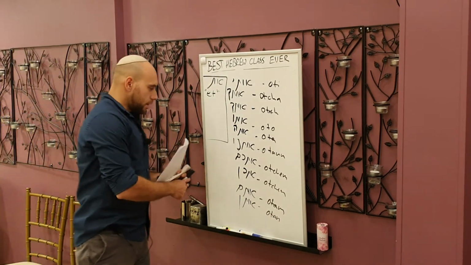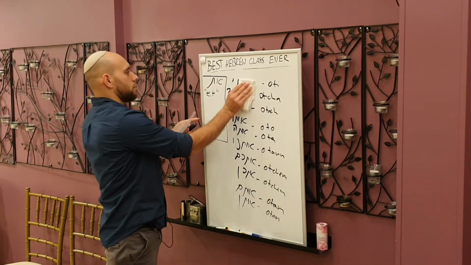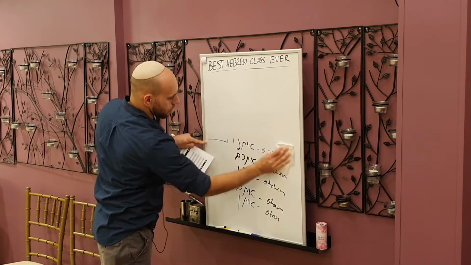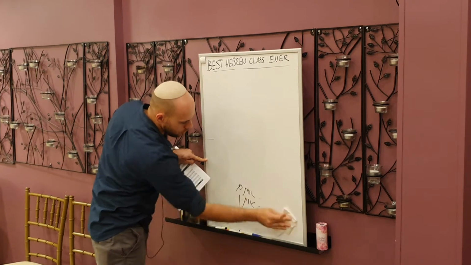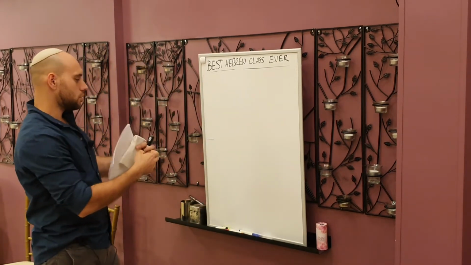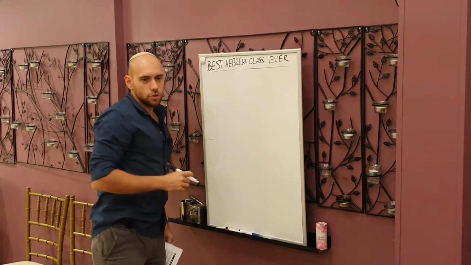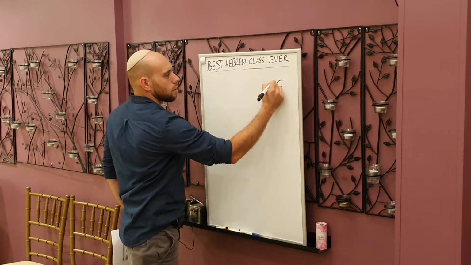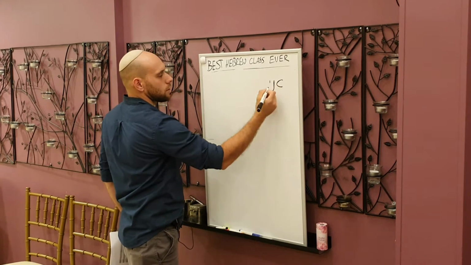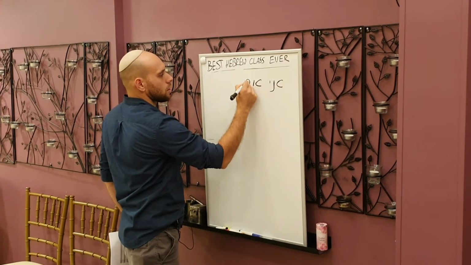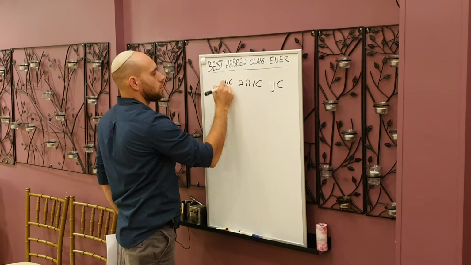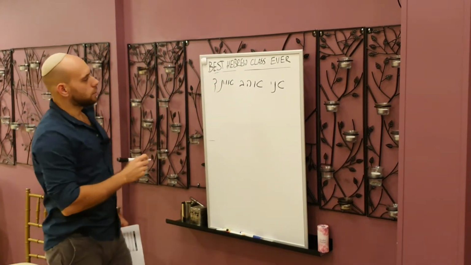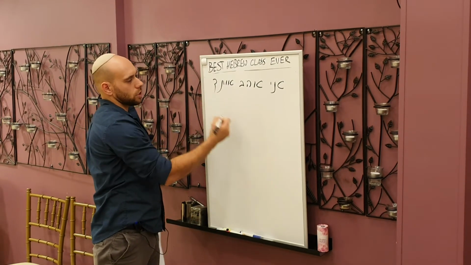So let's try using them together now with our simple sentence, using the word love, which can go in both directions, right? So you can say to your girlfriend or to your boyfriend, let's say, you can say, Ani ohev otach. Okay? Ani ohev otach.